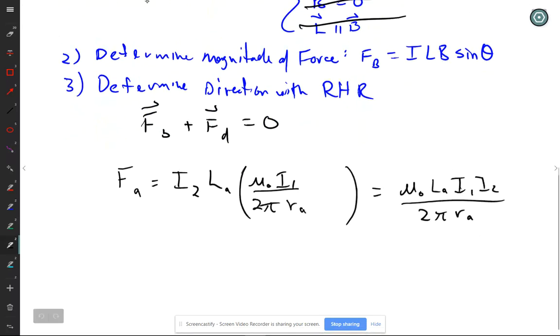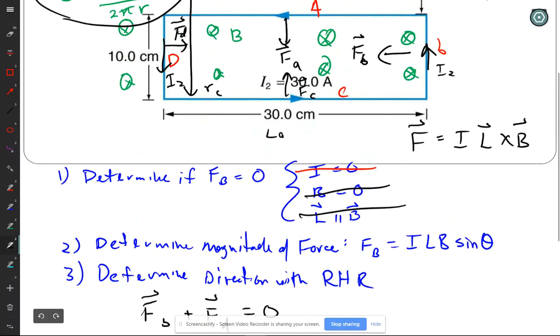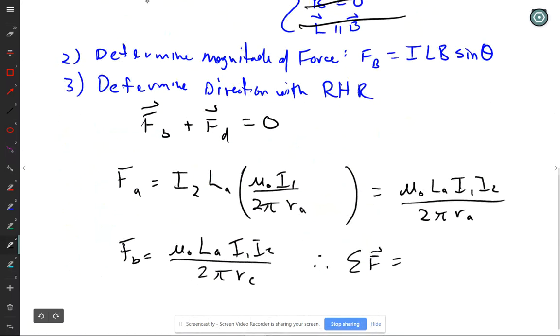How would I calculate the magnitude of force C? Same thing, we just changed the distance. It's still the same length of wire, so it's still LA. I mean, I could call it LC, but LC equals LA. Times I1 times I2 over 2 pi RC. Therefore, the sum of the force vectors is equal to, and looking at which one's up, FC was up. So I'm going to put FC minus FA.